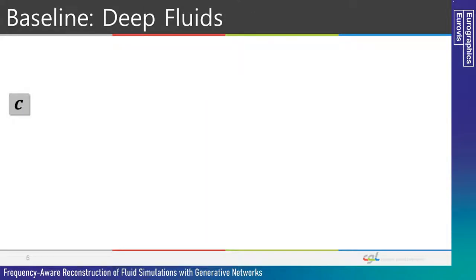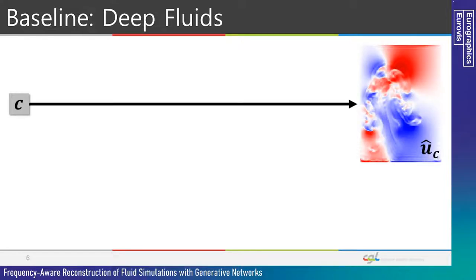As I already mentioned, we use Deep Fluids as a baseline for all our experiments. Deep Fluids starts from a set of parameters C and wants to reconstruct the velocity field U hat of C. To do this, we first have a fully connected layer and a reshape to get to a low resolution approximation of U hat of C.